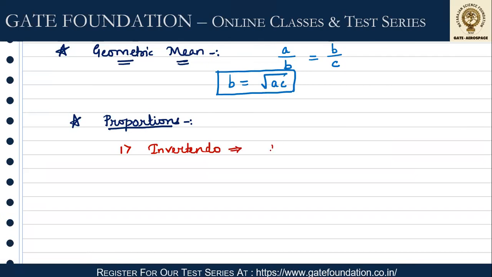What does it mean? If I have a by b ratio being equal to, or proportion being equal to, c by d, then I can invert the numerator with the denominator on both sides and the ratio will remain the same. So it is equivalent to b by a, which is going to be equal to d by c. Right, so that is invertendo. Then second is alternando.